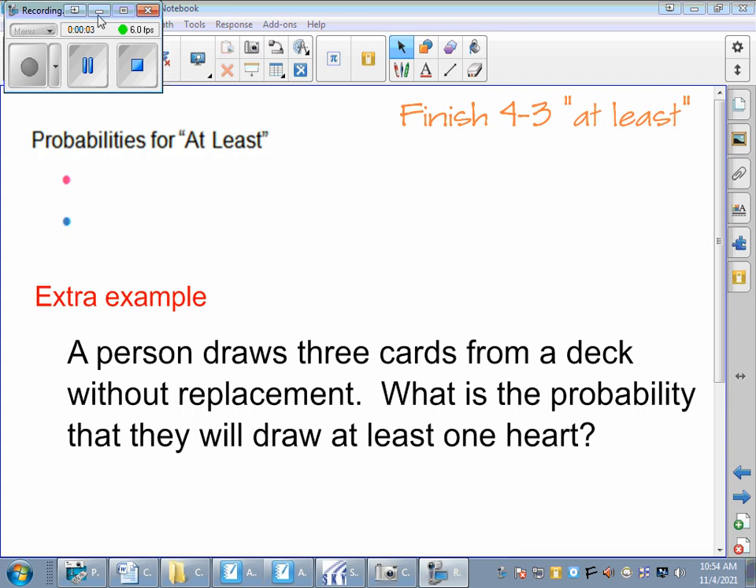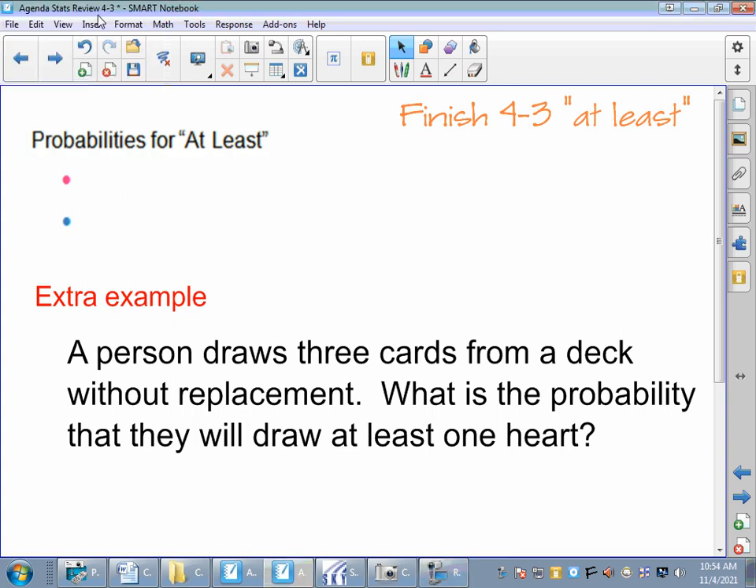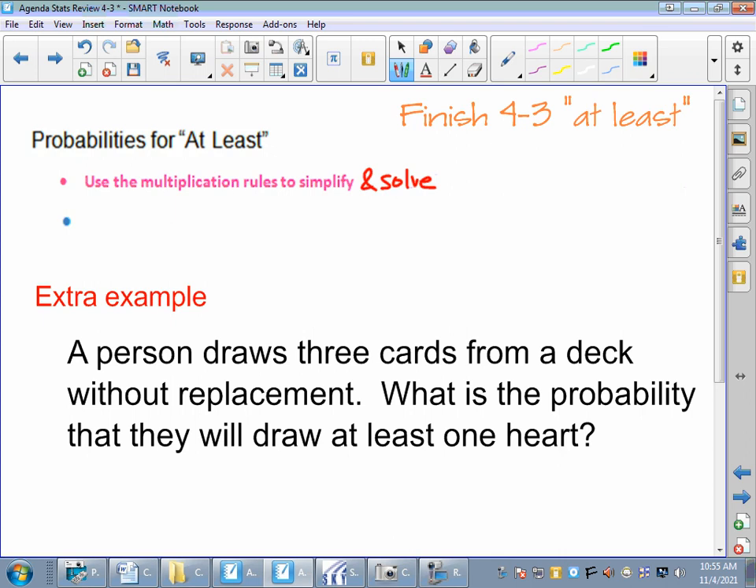Hi, stat students. Let's do a quick talk about finishing up section 4.3, these "at least" problems. We can still use our multiplication rules to simplify and solve. And it's "at least." I don't know about you, but I like to do problems the shortest way possible. There's less room to screw up and less work to do, right?